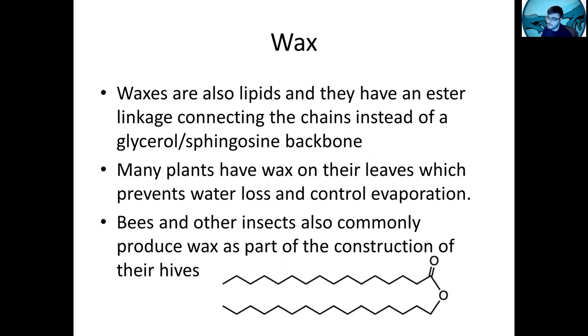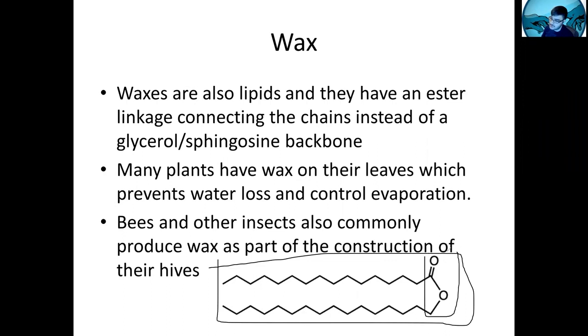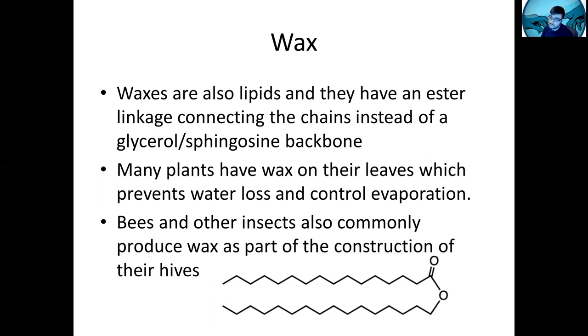They look kind of like this, right? As you can see here, this has a bit of a unique backbone, which looks like this. It's an ester instead of, again, a glycerol or a single lipid. This one has an ester, which is a double bond O attached to an ether, or a connecting O. This on its own is called an ether, but when you have a double bond O here as well, it's called an ester. Okay.